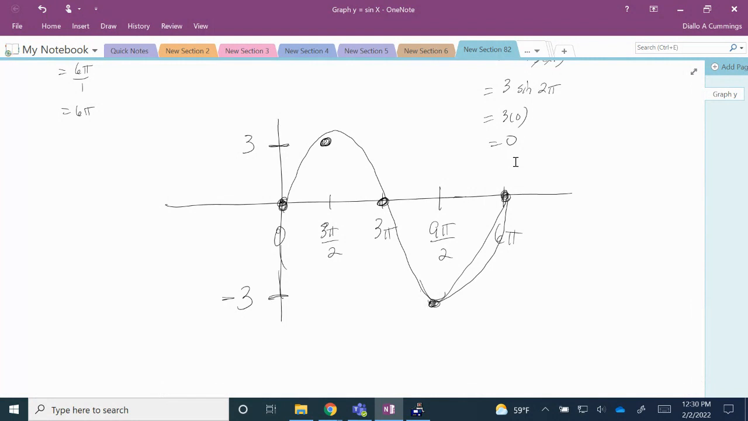Okay. Next we're going to talk about amplitude and period. We're going to talk about phase shift, and we're also going to talk about vertical translations. And I'm going to go back to algebra for a second and talk about some translations.